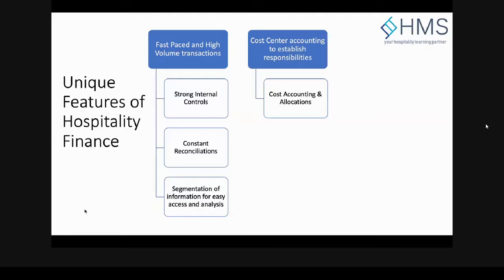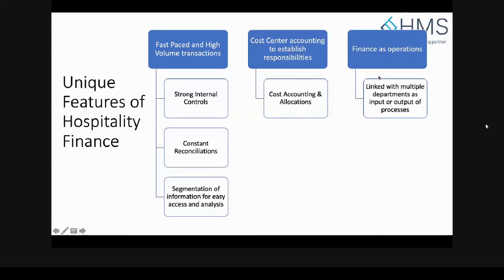The other difference in the hospitality industry is that finance is a support service. And finance is not just back office work where we are doing the accounting only. Finance is a part of operations because it's linked with multiple departments as an input. So for example, you will collect the advance. The advance collection process is done by finance. Unless we have reported that on a timely basis, the guest will not be able to check in and their folio will not be correct.